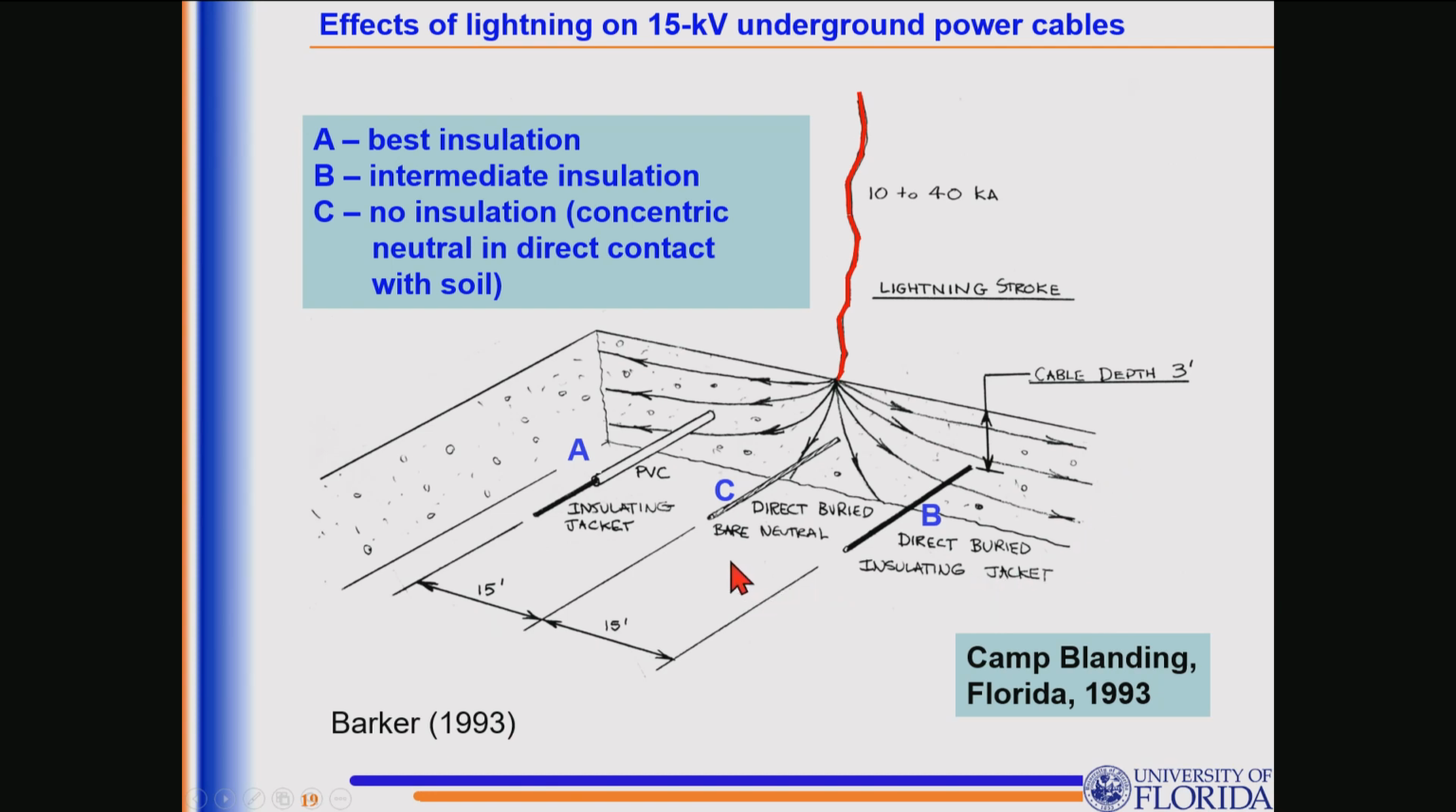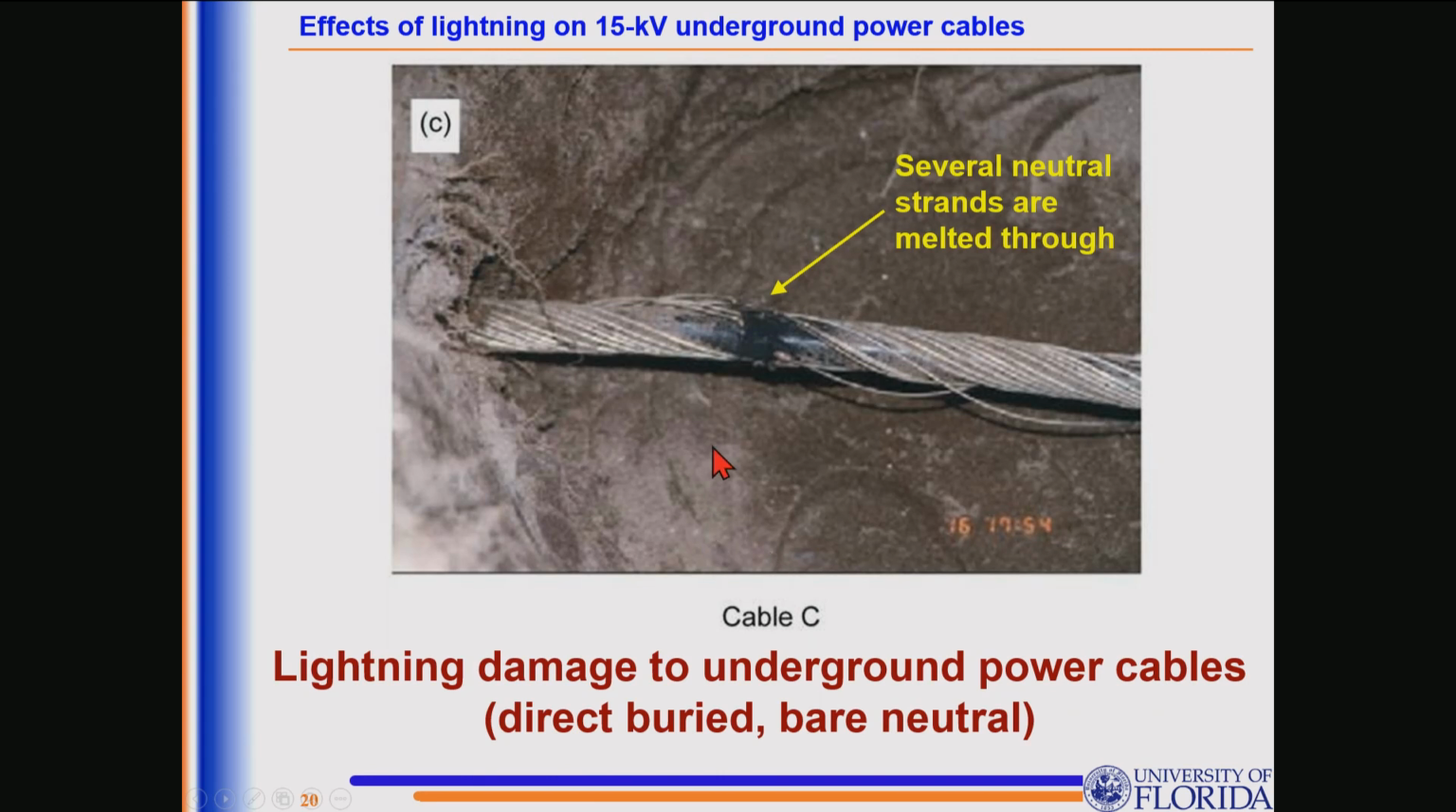So I'm going to show photographs of the cables, and I'll start with cable C, which had no insulation with respect to the surrounding earth, then cable B, which had an insulating jacket, and finally A, with the best insulation from the surrounding soil. This is a bare neutral. It's a stranded, or multi-strand, conductor, and several strands are melted through, and the polyethylene insulation between this neutral and the center conductor is severely damaged.